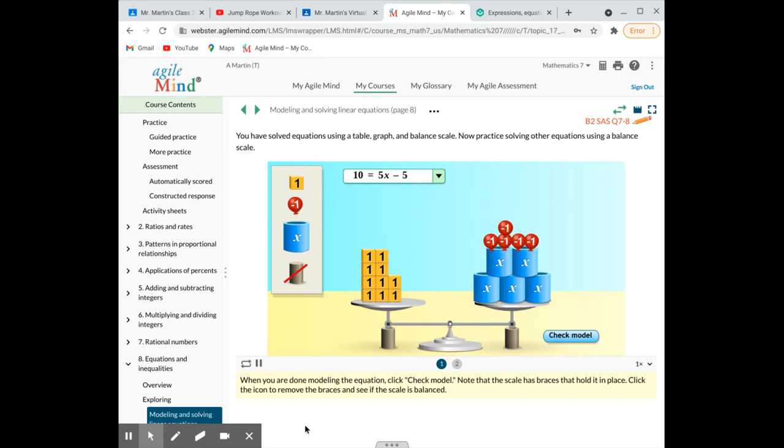Okay. So it says to solve it. So let's check our model and then we'll solve it. So what would I need to do so that this is gone and 5x is by itself? Subtract. Well, we're already subtracting. Add. There we go. We're going to add 5. So this would be 0 on the right side. And then we would have to bring those 5 over here. So this becomes what? 15. Correct. So we're taking these away.